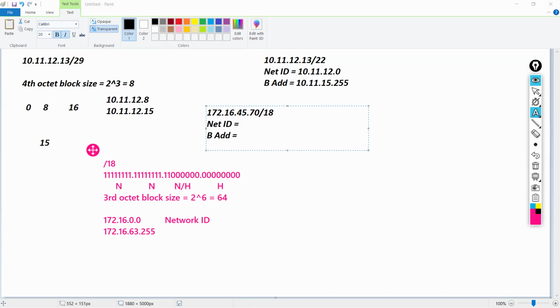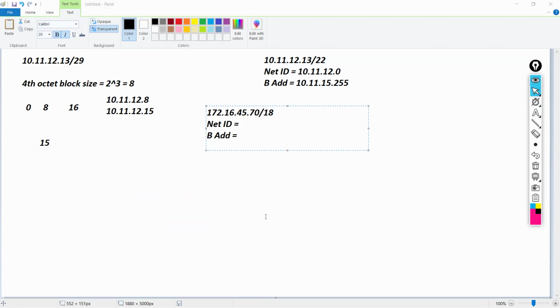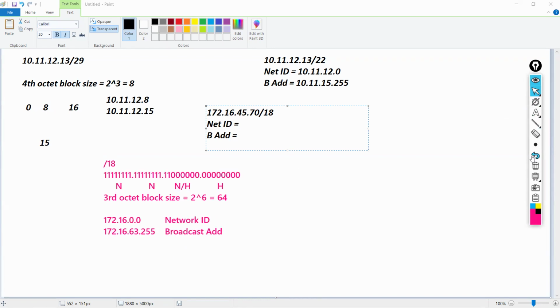Now is it clear? Clear, right? Okay. Note it down. Doesn't matter. Host part will remain 0. Host part minimum means what? Network ID. Host part maximum means what? Broadcast address. How many usable hosts in the last example?